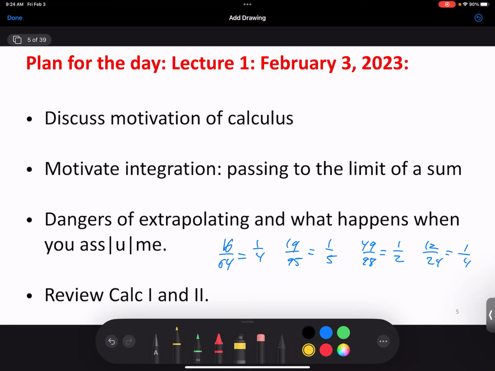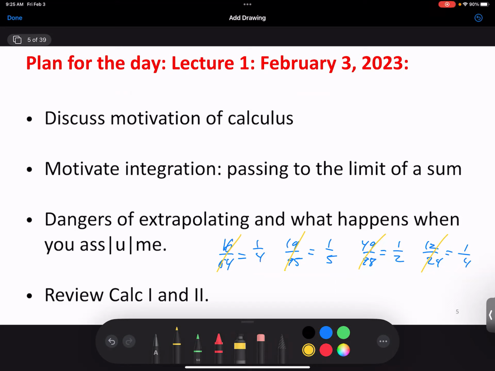All right, 16 over 64, we cancel the 6s and we get 1/4. 19 over 95, we cancel the 9s and get 1/5. 49 over 98, we cancel the 9s and get 4/8, which reduces to 1/2. So clearly, now, the other way to do this is I actually don't give you 49 over 98. I keep that in strategic reserve. And if you doubt me, say, well, let me try another fraction. Let me try 49 over 98.